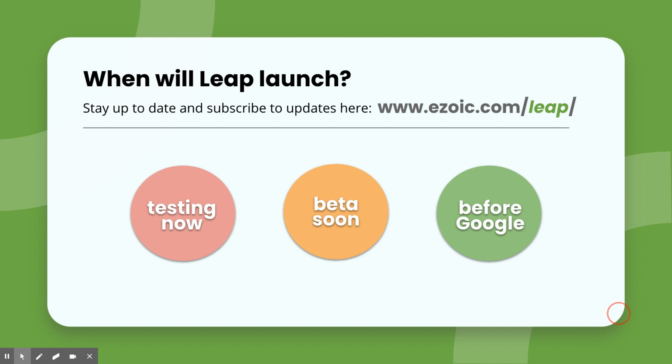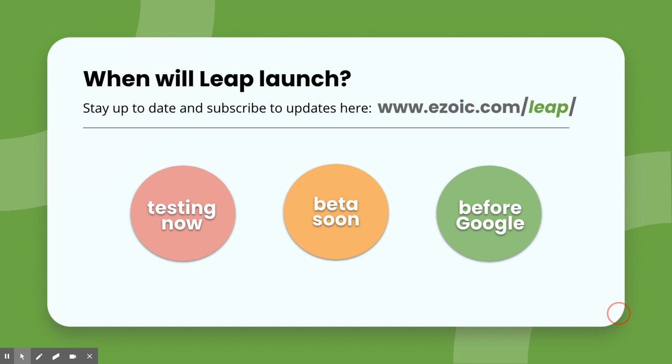So the next question is, when can I try this thing? Well, Leap will launch soon. If you want to stay up to date, I'll draw your attention once again to ezoic.com/leap, but I'll let you know that we're testing now and we have a beta going in the next few weeks, starting in basically today. And we'll continue to roll customers and others into the beta to allow them to give us feedback and also test different things out. However, it's important to understand that Leap will be launched before Google's UX update. And we'll continue to make improvements and add more updates as we go.